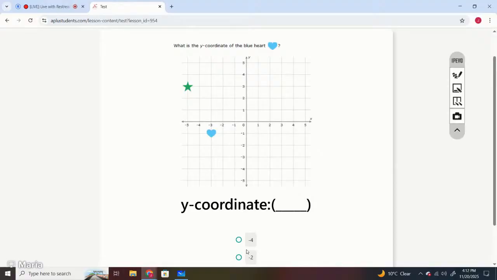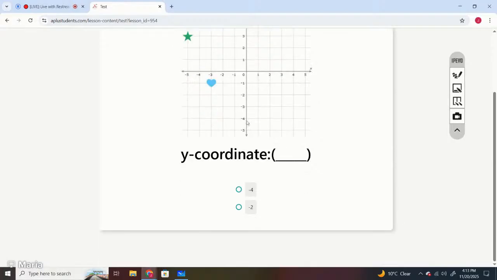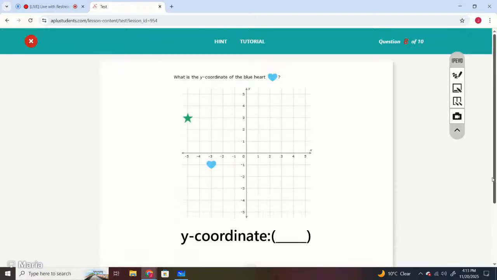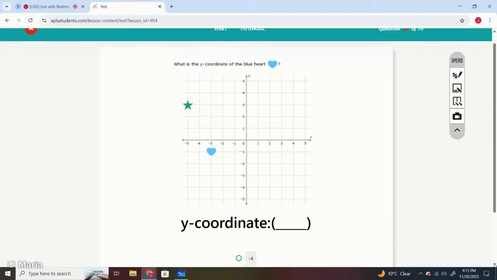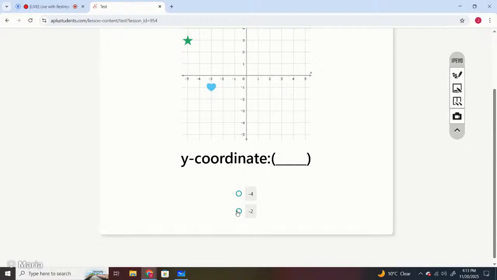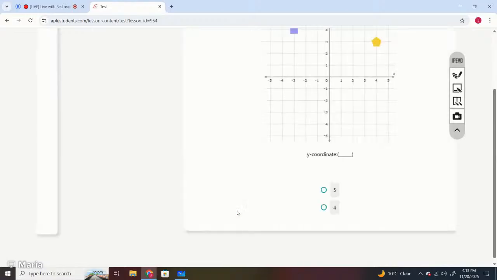What is the y coordinate of the blue heart? The y coordinate of the blue heart is -1. It is -1, but you're not given the options. Okay, so let's just select any of them.